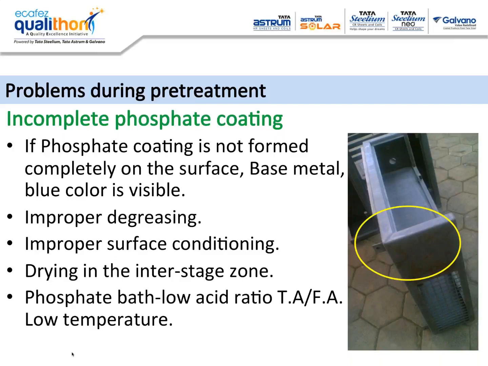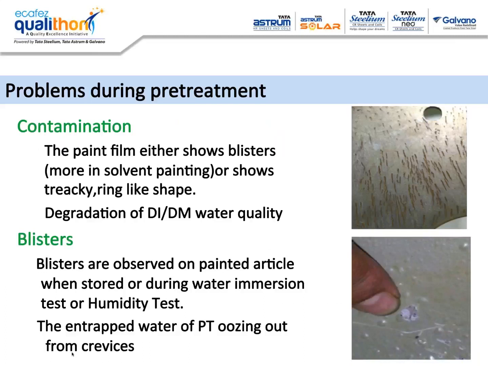Again, here the FATA ratio is a problem or temperature is lower. One of these conditions will give you this incomplete phosphate coating. Then contaminations. There are some paint films that sometimes will show certain defects. This is one of the photographs. There are many more which can be seen under this contamination.